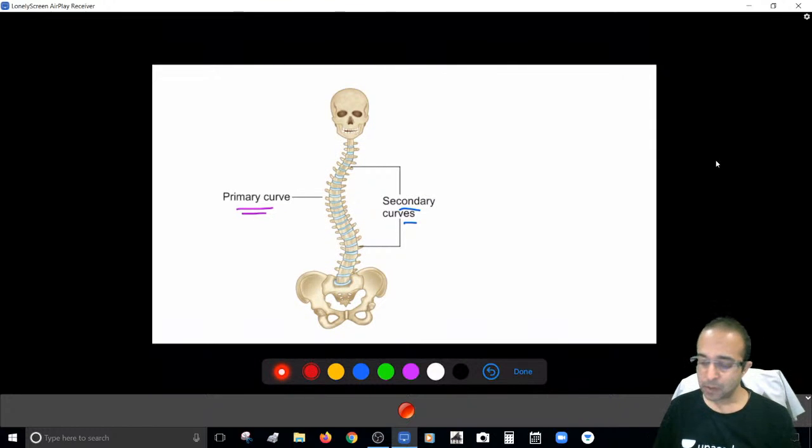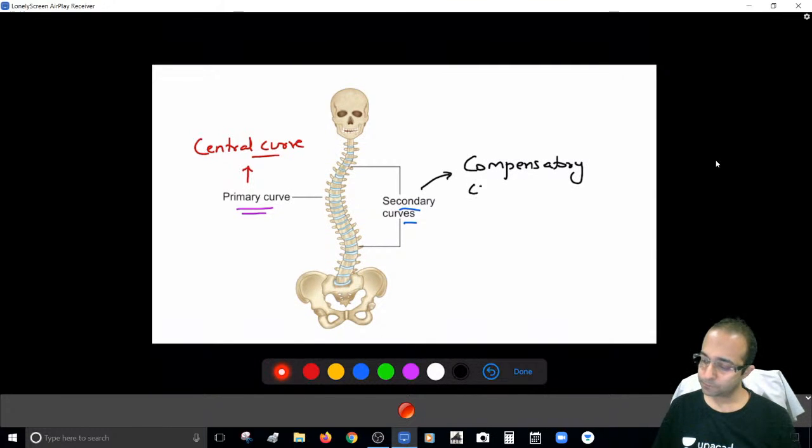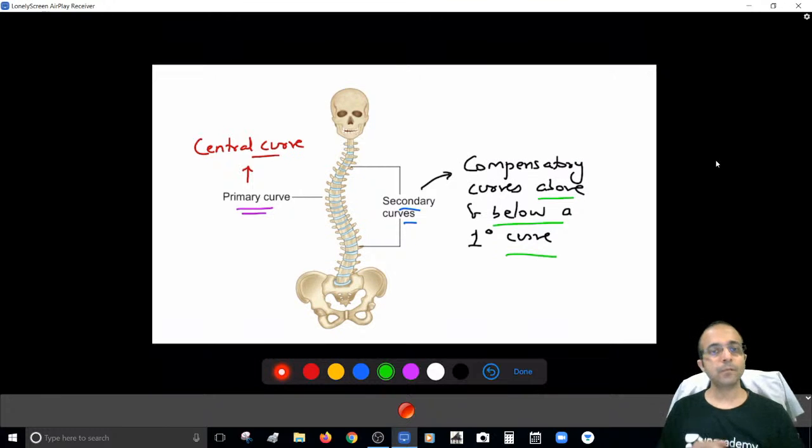I'll tell you. Primary curve is basically the central curve of the deformity, and these secondary curves are basically the compensatory curves. These are above and below a primary curve. So just understand this point here.